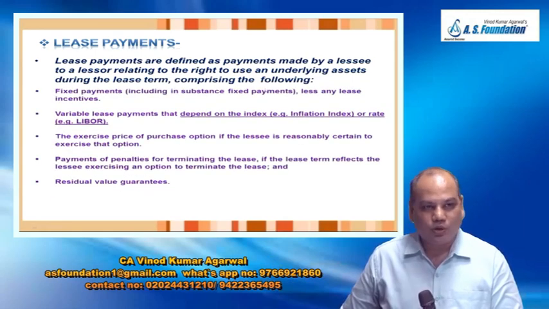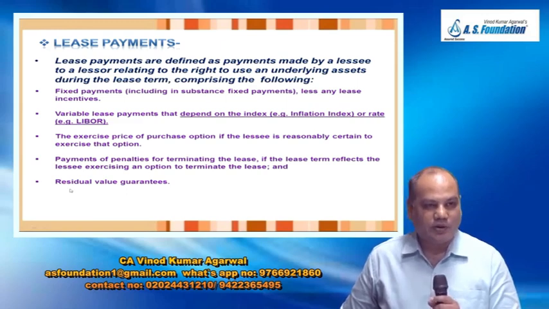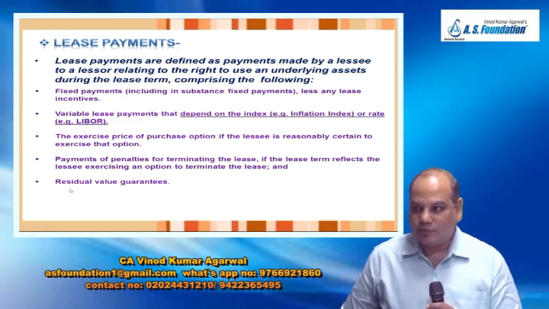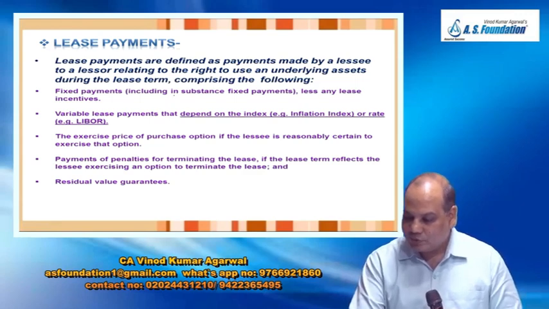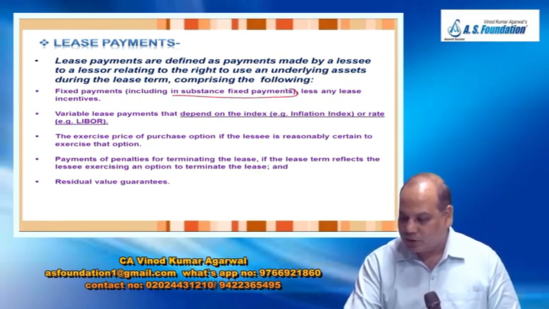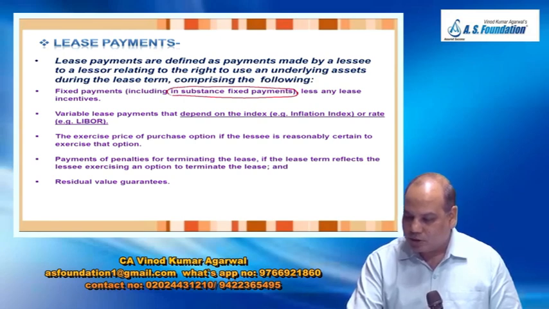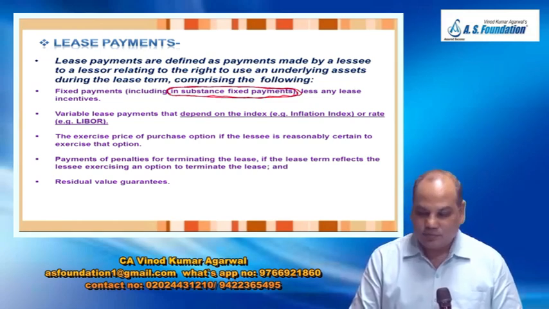Now what will be included? If you have a pen, underline with a red pen; these are what we will include in the lease payment. 5 items. Which 5 items? One is fixed payment, that you know. Including in-substance fixed payment, underline. In-substance fixed payment means unavoidable payment. The liability is fixed, but the amount is uncertain.